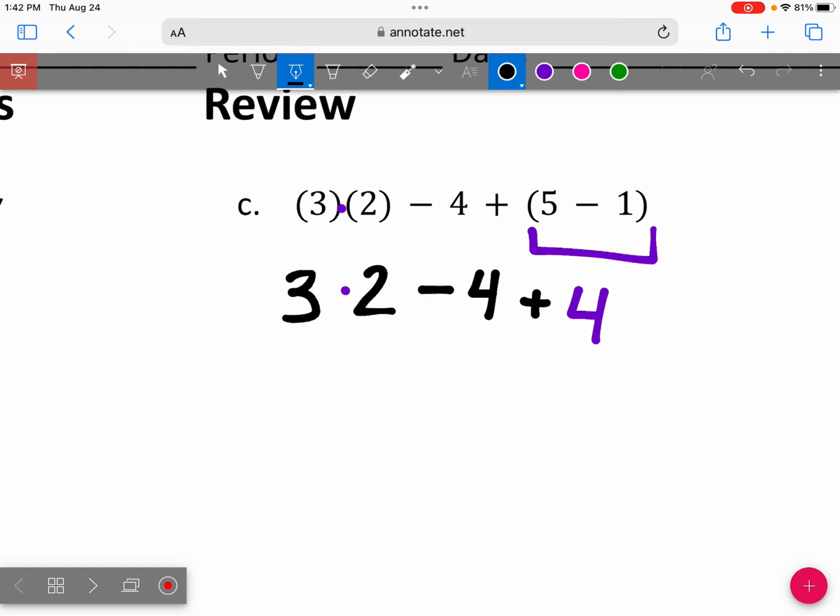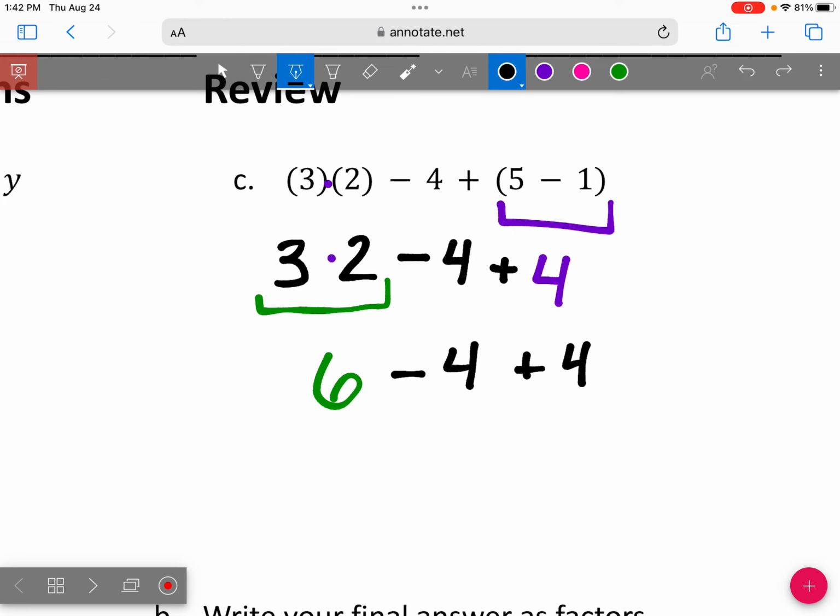Next thing in order of operations, we're going to do our multiplication. So 3 times 2 gives us 6. Going to bring down the minus 4 plus 4. Then we're on to our adding and subtracting, left to right. So 6 minus 4 plus 4, we're going to wind up with what as our answer? 6. Six is our answer here.